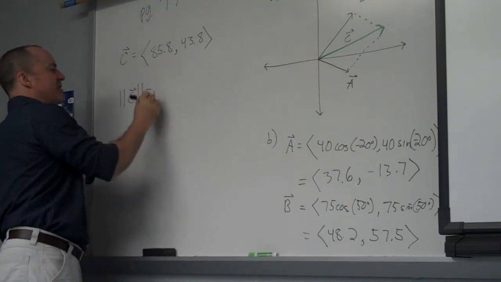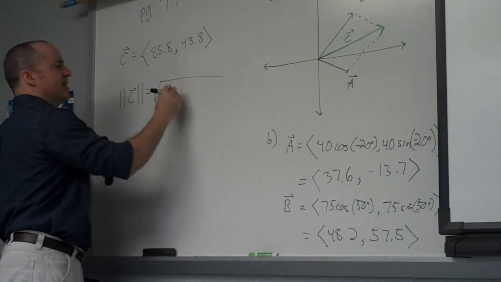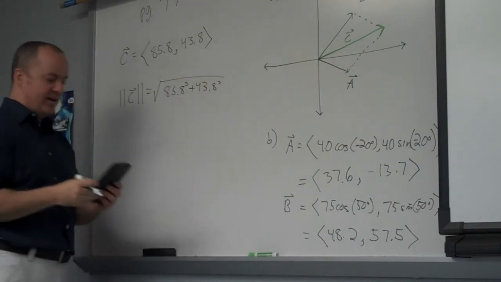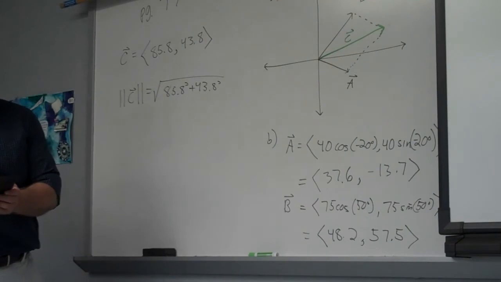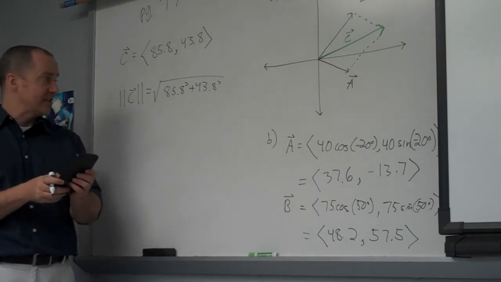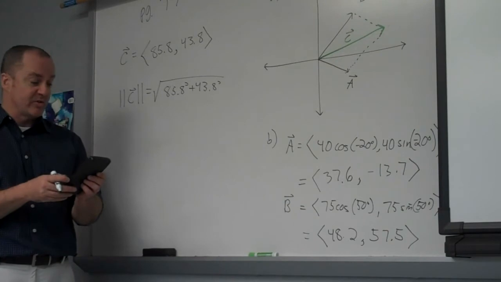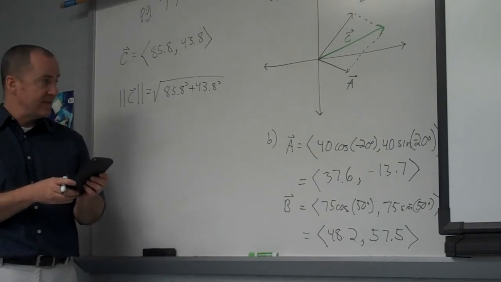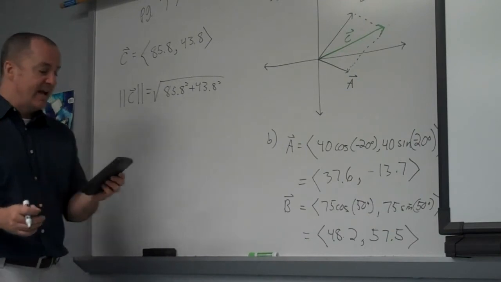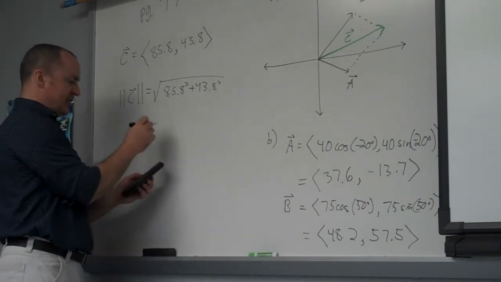Magnitude of vector C is a Pythagorean theorem situation. So it's the square root of 85.8 squared plus 43.8 squared. Put that in one string in my calculator and see what I get. Wait, why is it square rooted? I'm solving for C in one step. Otherwise it would be magnitude of C squared. But keep asking those questions. I don't want to rush through this too much, even though there's more I want to talk about today. And I'm getting 96.3.